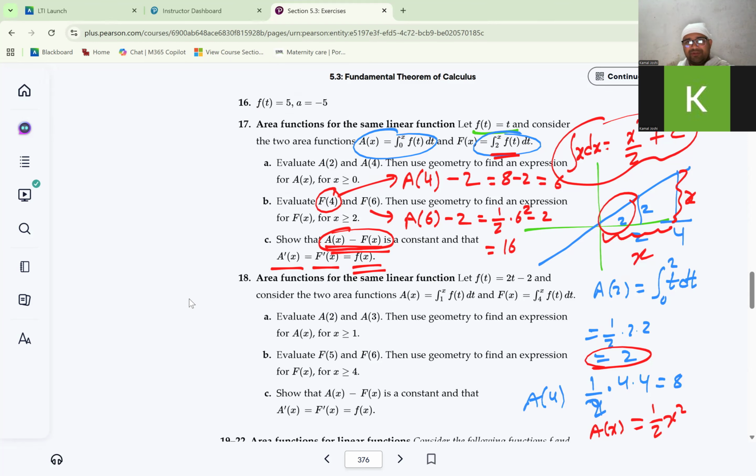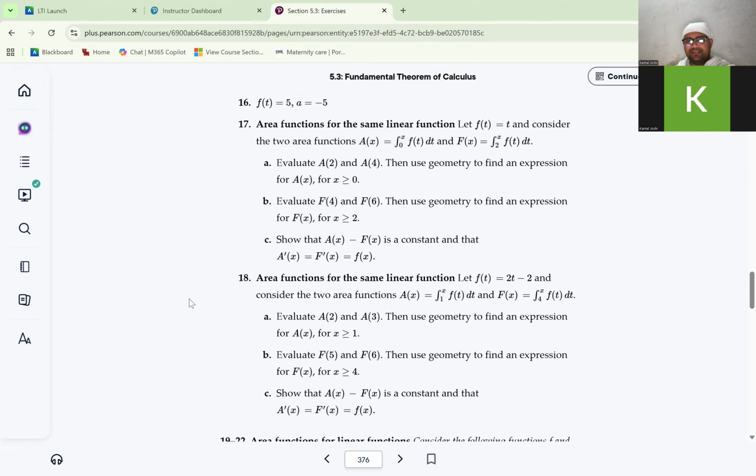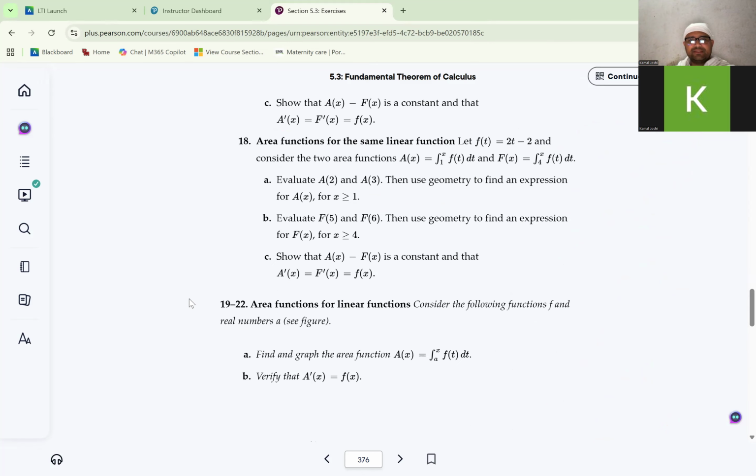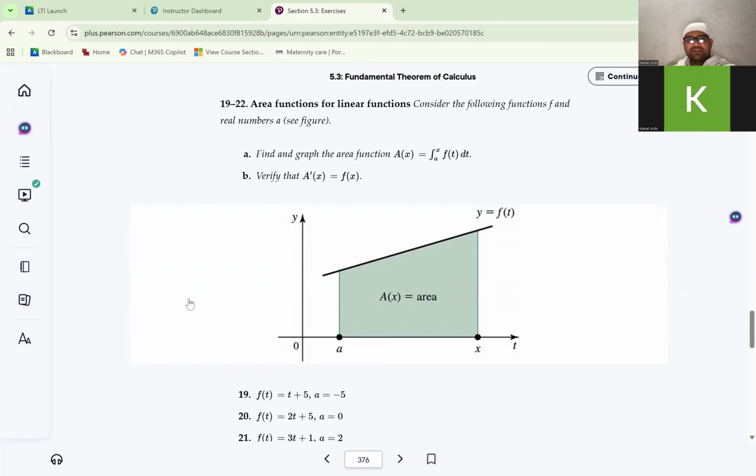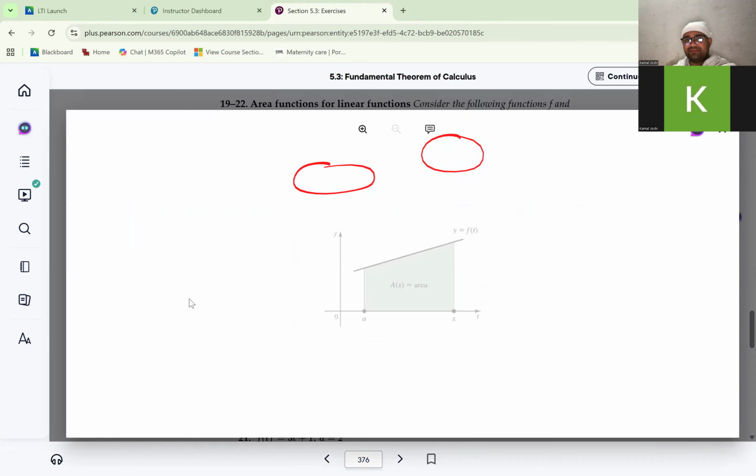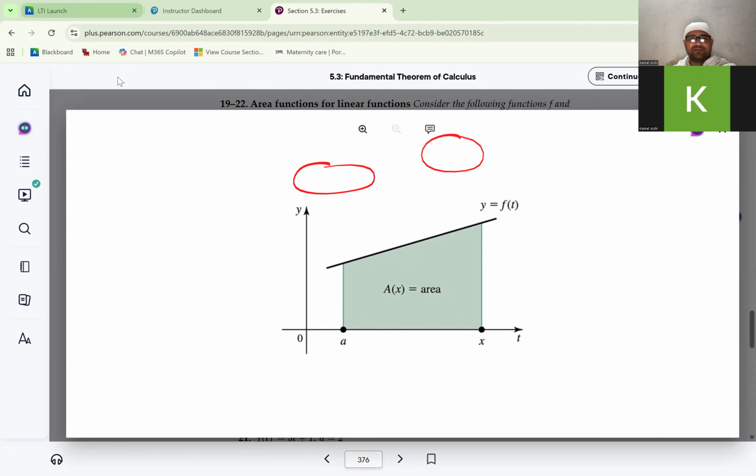This is again all reviewing the concepts of derivative and antiderivative once again. I think the next question is similar. Area functions for linear functions. Again and again, we are trying to emphasize the same concept. The derivative of the area function gives you the original function. The area function itself is a particular antiderivative.